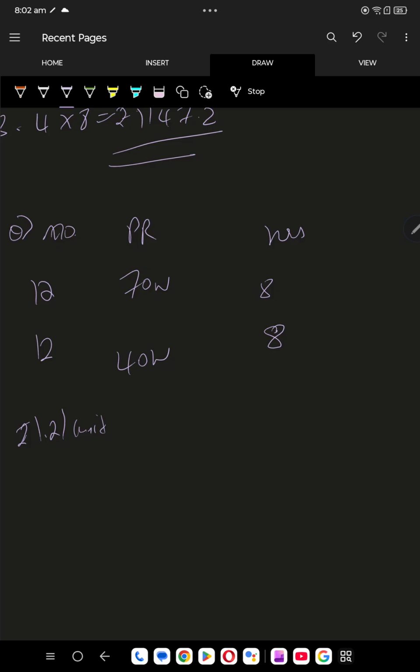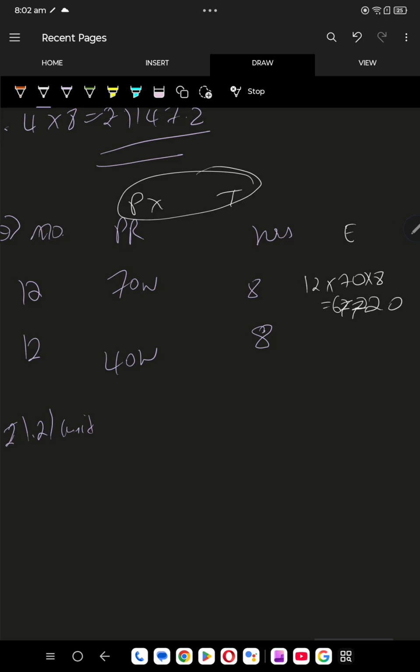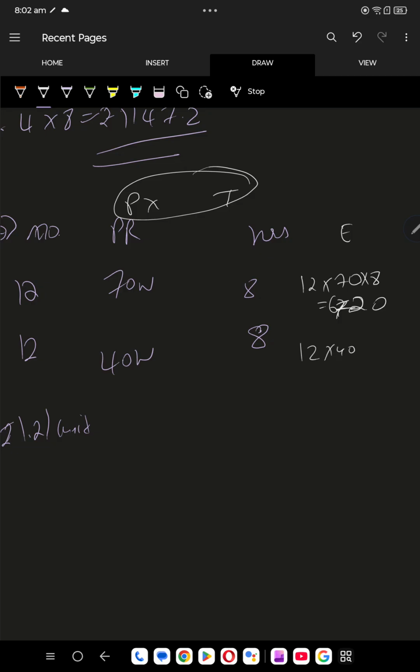So let's calculate the energy now. Energy, as I told you, it is 12 into 70 into 8. Basically it is just power into time only, but because there are a number of things also, that's why this is for 1. For 12, how much? 12 into 70 into 8. That is going to give us 6720. For this it is going to be 12 into 40 into 8, which is 3840.